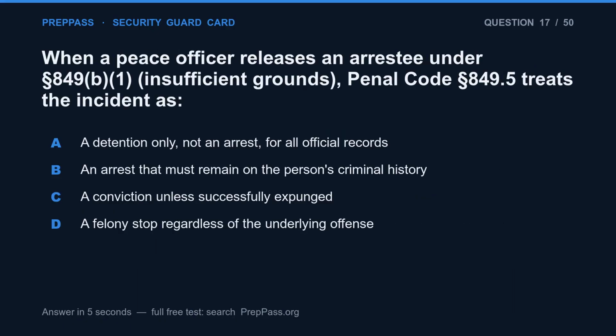Question 17. When a peace officer releases an arrestee under Section 849(b)(1), insufficient grounds, Penal Code Section 849.5 treats the incident as A. A detention only, not an arrest, for all official records. B. An arrest that must remain on the person's criminal history. C. A conviction unless successfully expunged. D. A felony stop regardless of the underlying offense.